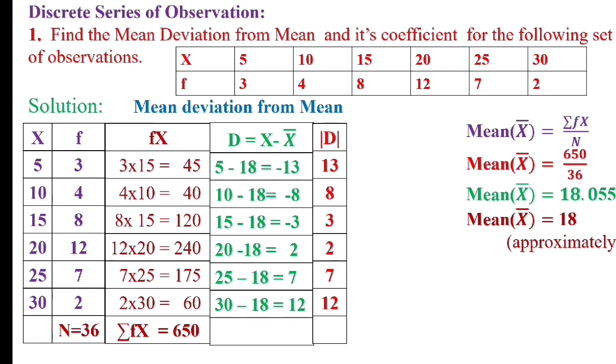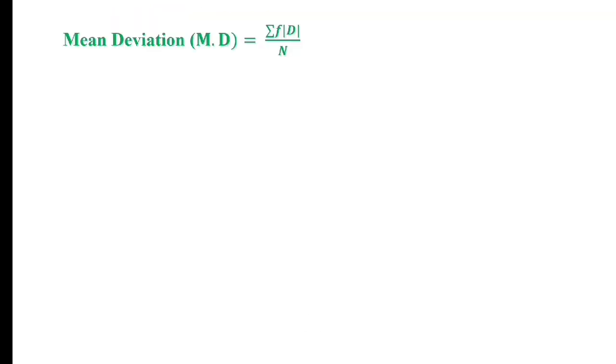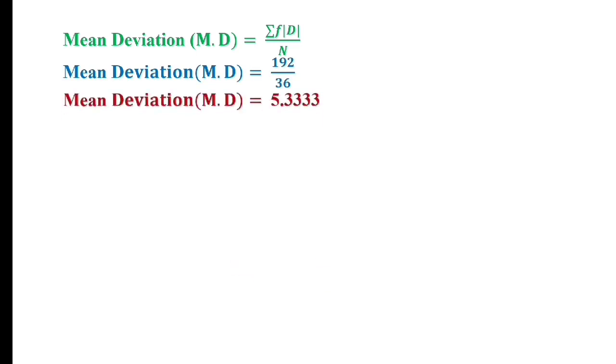Here the formula needs summation f into modulus d to be found. So f and d will be multiplied. 3 into 13, 39, 4 into 8, 32, 8 into 3, 24, 12 into 2, 24, 7 into 7, 49, 2 into 12, 24, totally 192. This is summation f into modulus d. So the mean deviation formula is summation f into d divided by N. 192 divided by capital N, 36, is 5.33. This is called mean deviation. So this is mean deviation from mean.